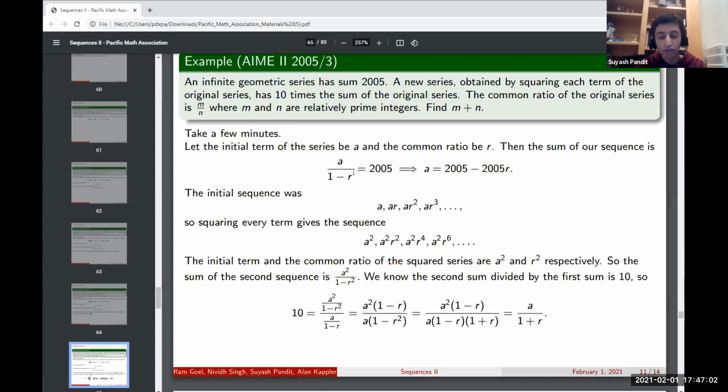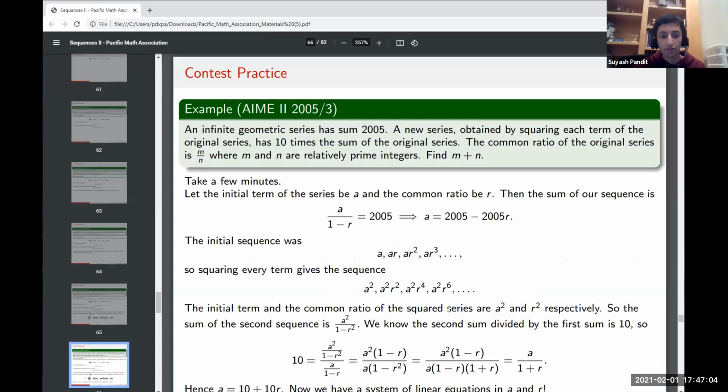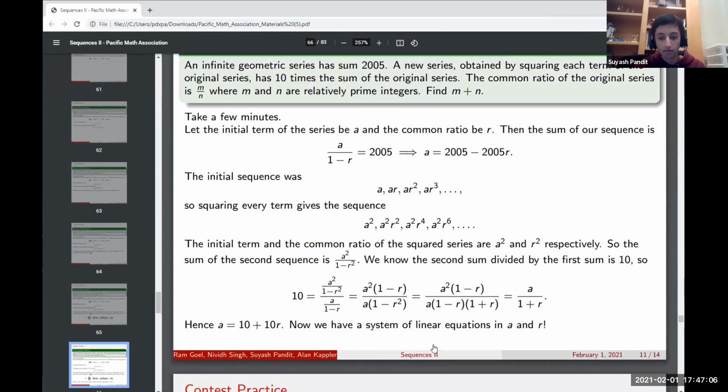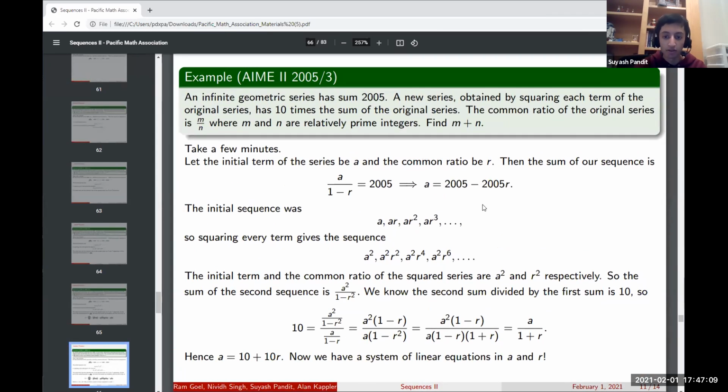Now we're going to combine this with the fact that we know A over 1 minus R is equal to 2005. Okay, now we have a system of linear equations because we started with A equals 2005 minus 2005R. Now we have A equals 10 plus 10R.